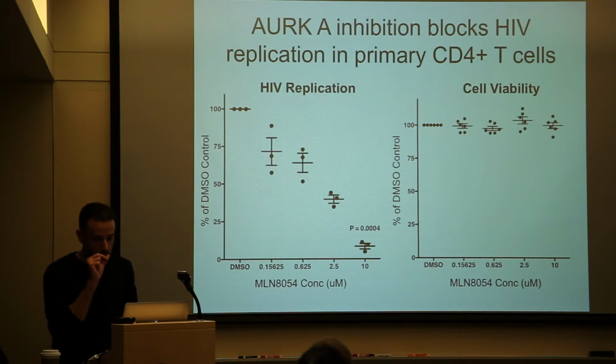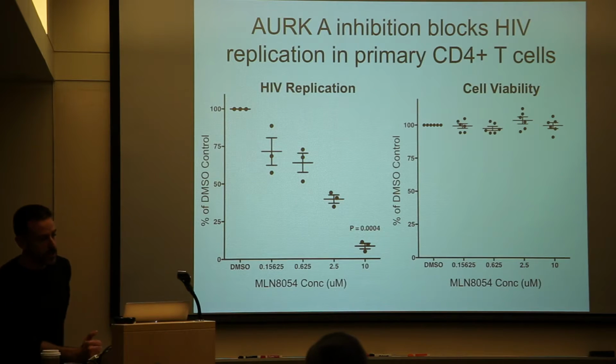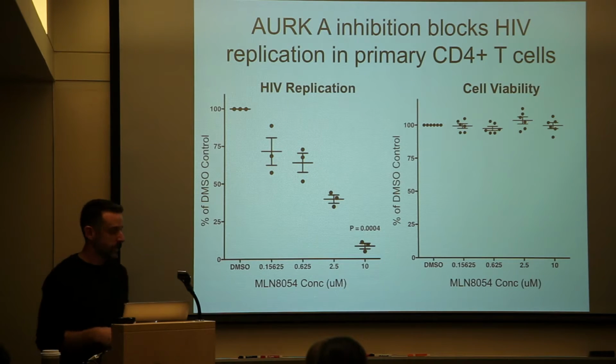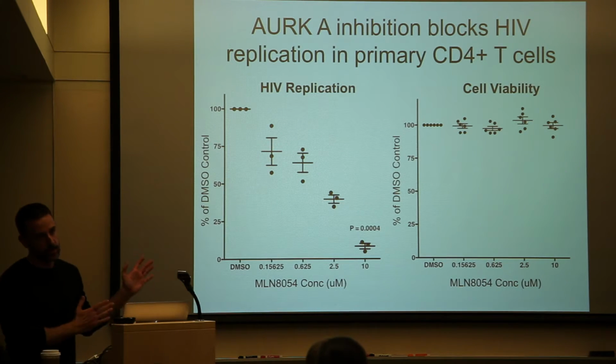But to really drive the point home, when you take an aurora kinase A inhibitor, and this is actually the same inhibitor that they used from the previous study, you can see that there's a very strong dose-dependent response, killing HIV in response to aurora kinase A inhibition. So that's one way of using bioinformatics to sort of focus in on functionally relevant things.